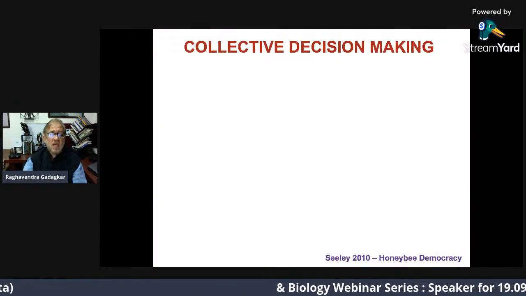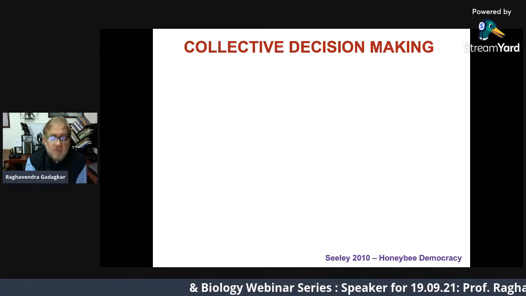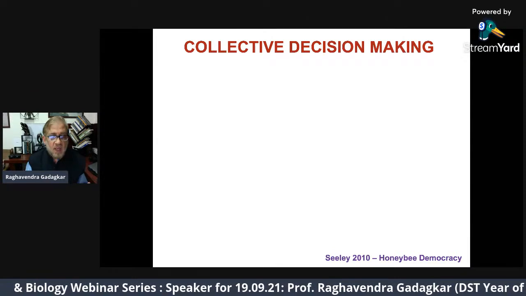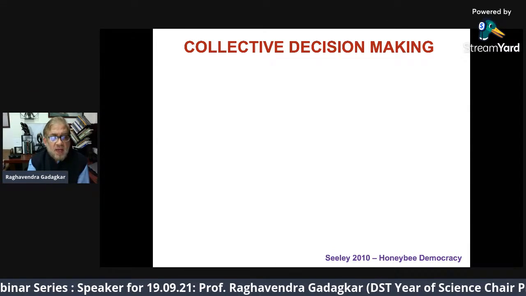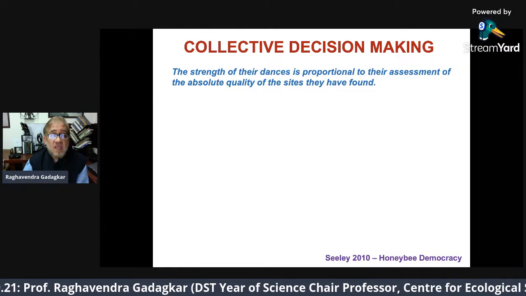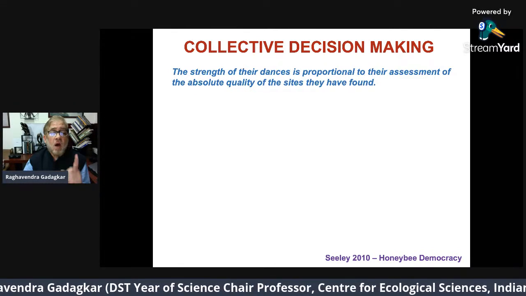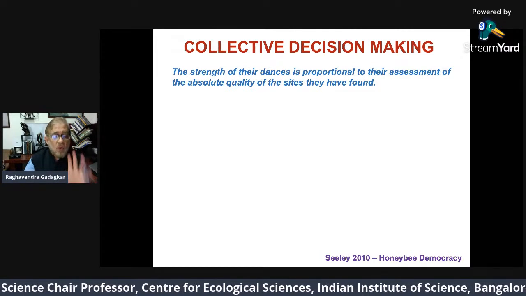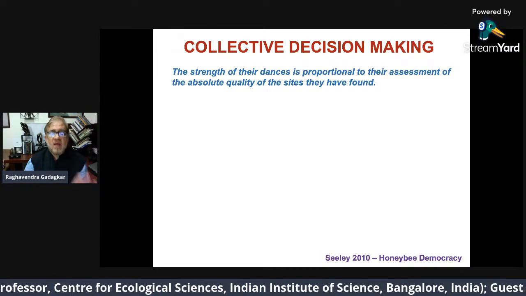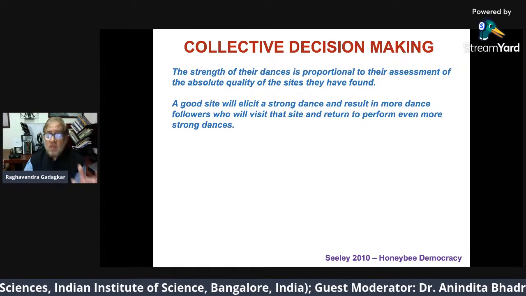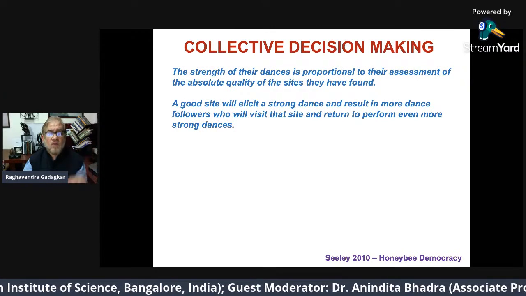So their collective decision making is of great interest, because in a democracy, we want to make collective decisions. So how do the bees do this collective decision making? The strength of their dances is proportional to their assessment of the absolute quality of the site they found. So their dance will only be as good as they think their site is. A good site will elicit a strong dance and result in more followers.